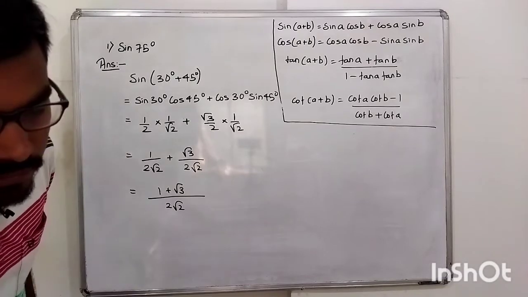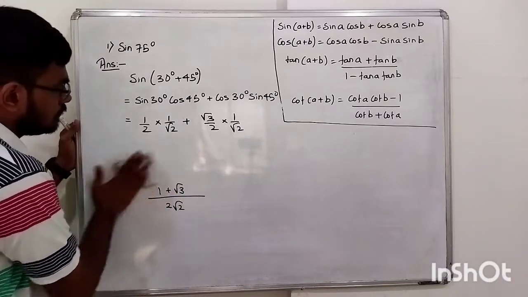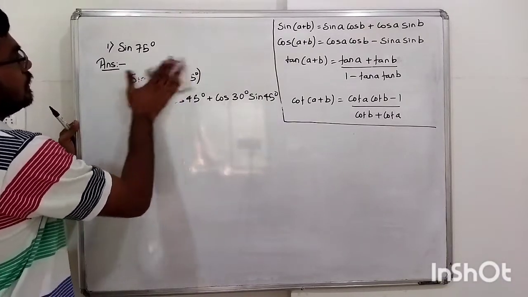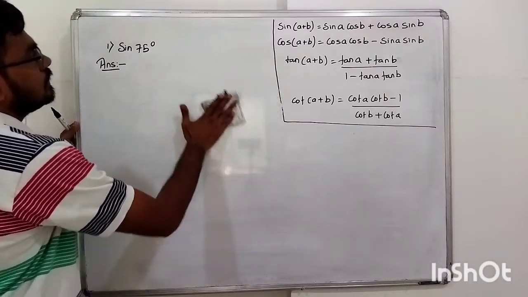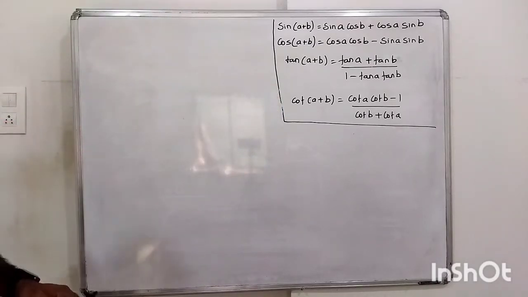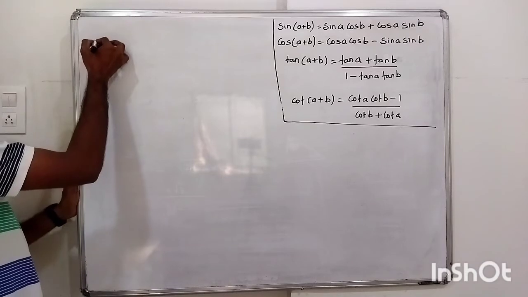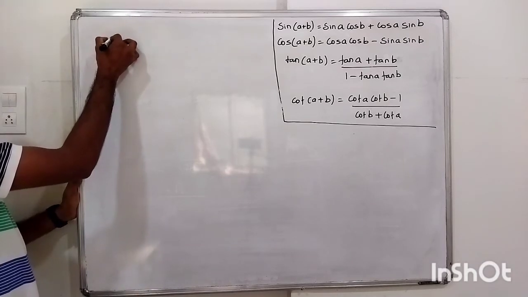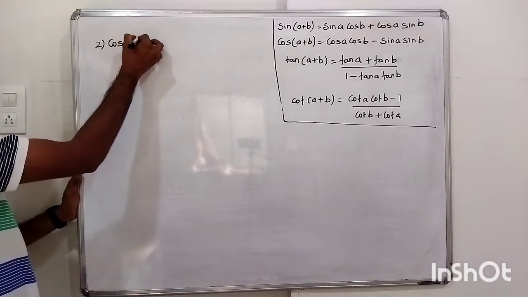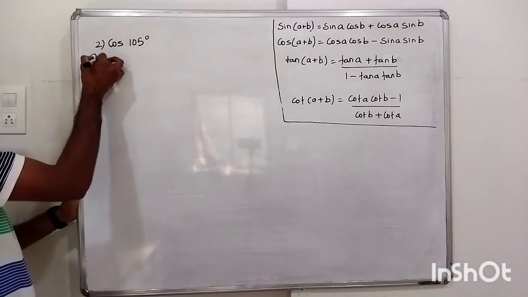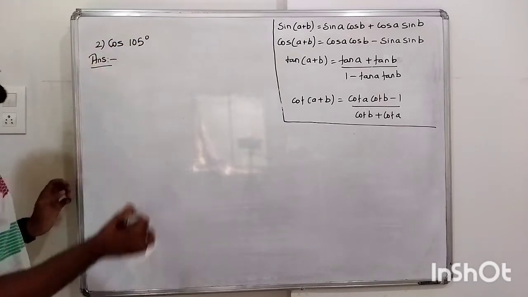So this way. Next, one more we'll do. You have to just write that number as the sum of two standard angles. Okay. Second, cos of 105 degree. So now what is cos of 105 degree?